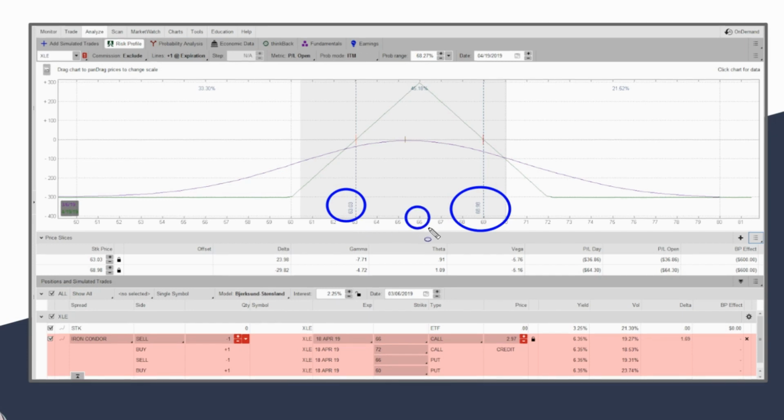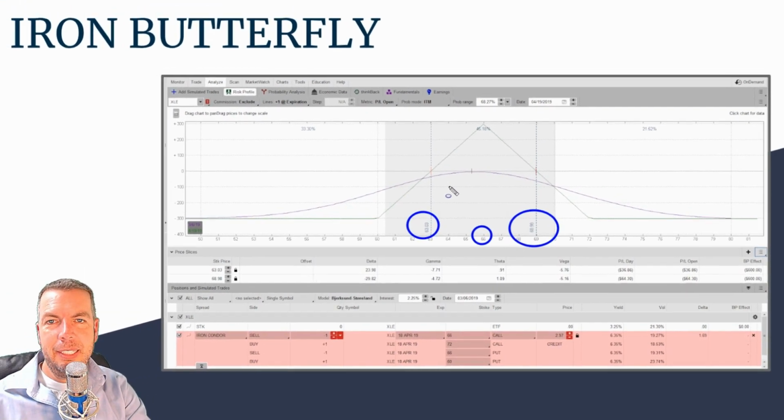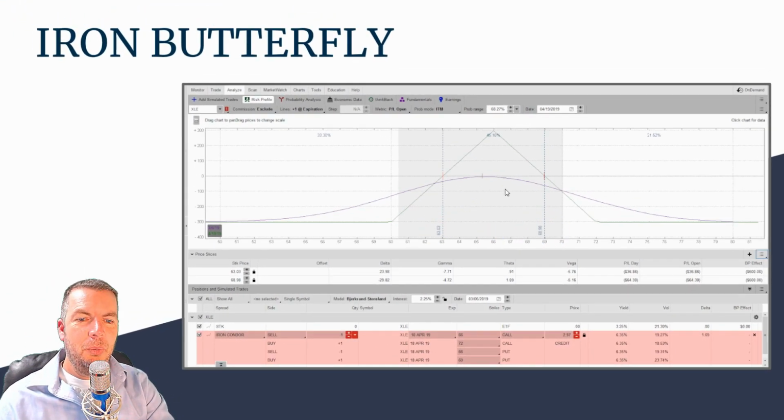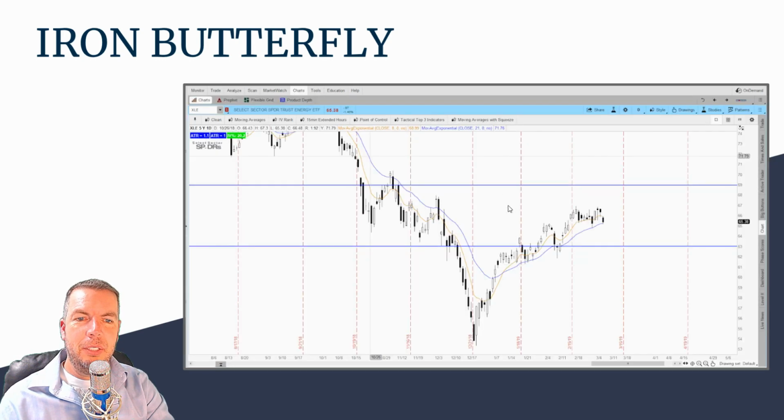Here's our at the money 66, and basically $2.97 on each side of that 66 is our break-even point. Well, what does that look like on a chart? Let's look at it on a chart here.